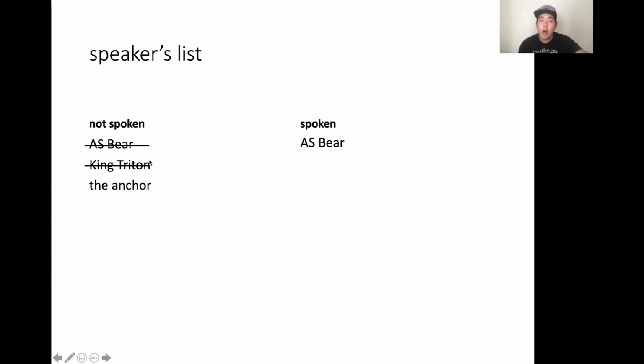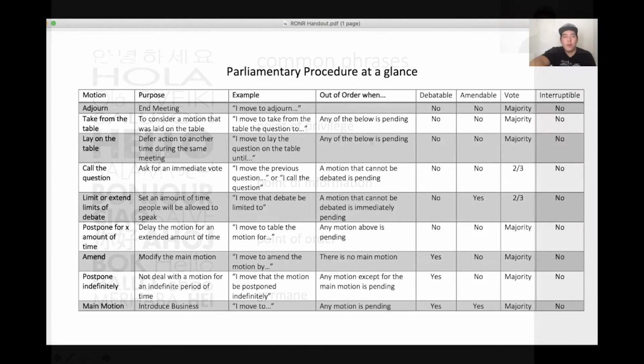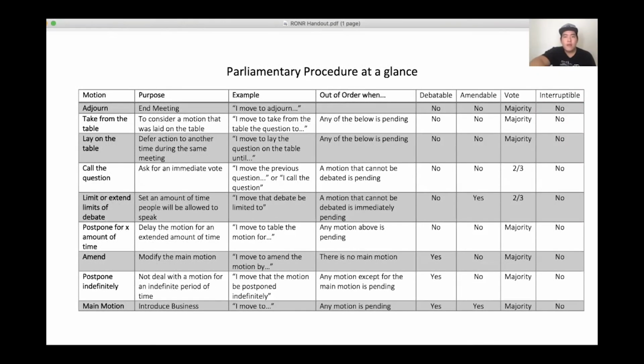But who will get called on next is actually the anchor, right? Because we will always prioritize the people who have not spoken over the people who have spoken. What you all see on the screen right now is a screen capture of a typical printout that you'll get for Parley Pro at a glance.